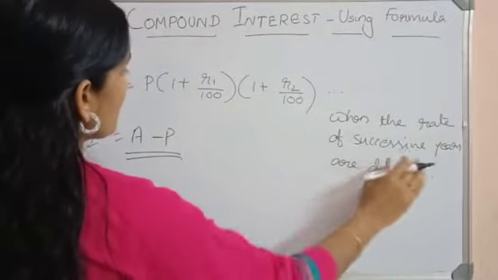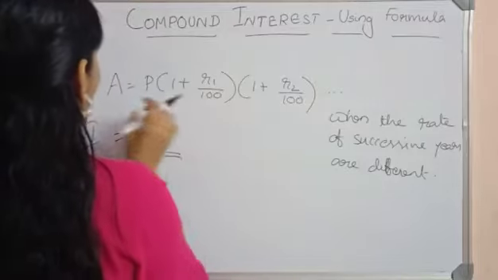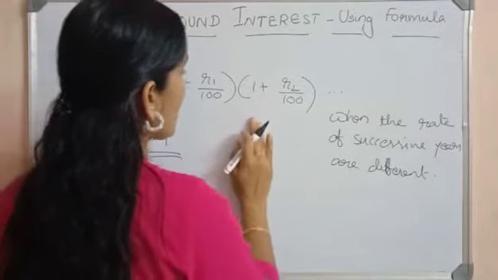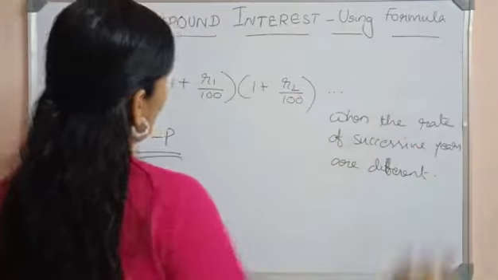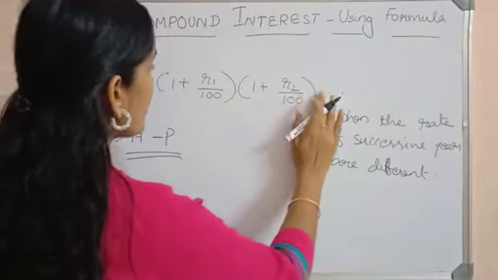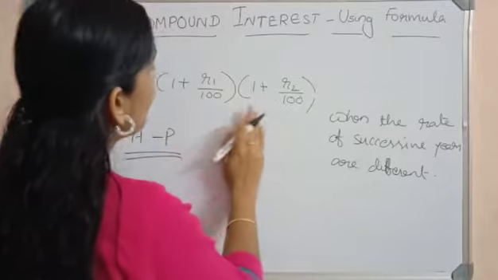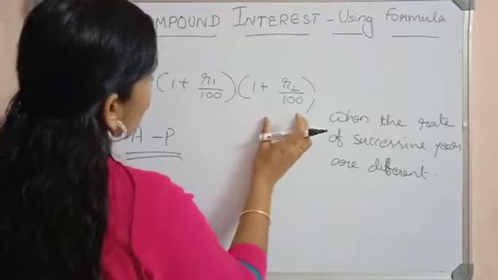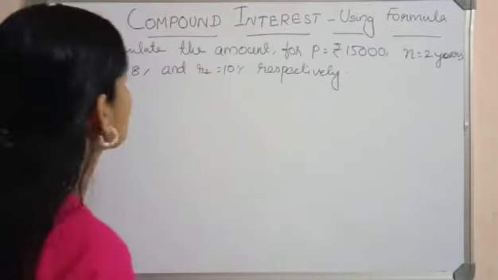When the rates of successive years are different, there is a slight change in the formula to find the amount. That is, amount is equal to P into (1 plus R1 by 100) into (1 plus R2 by 100) into, etc. That keeps going if so many years, different rates of interest are given. Based on that, we have to consider the formula. If it is only 2 years, you can just write A is equal to P into (1 plus R1 by 100) into (1 plus R2 by 100), when the rate of interest for the first year is R1 and for the second year is R2. And the interest is I is equal to A minus P.